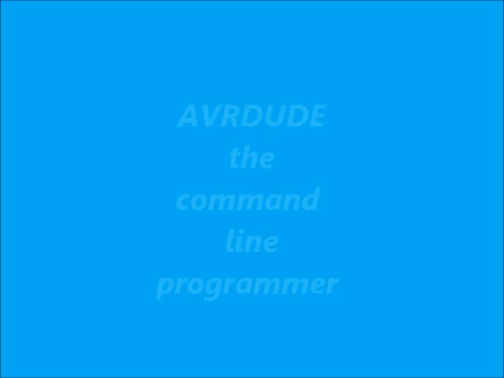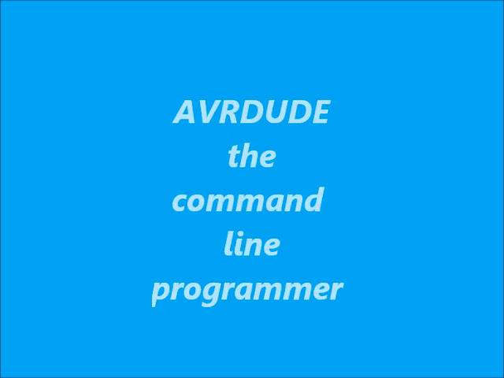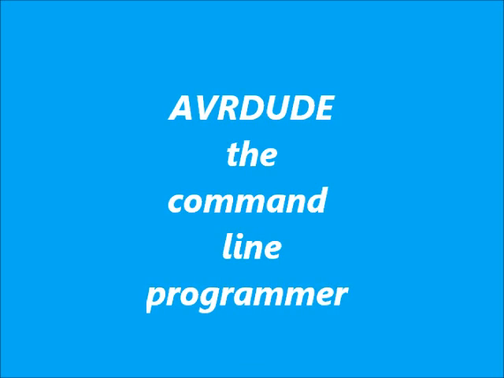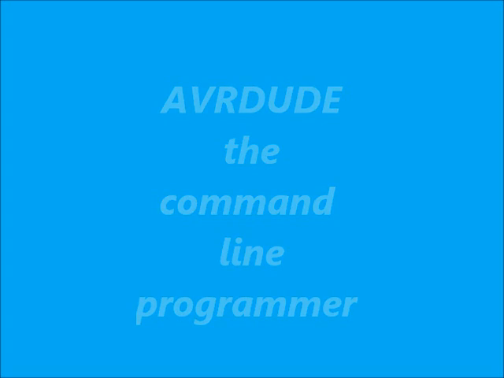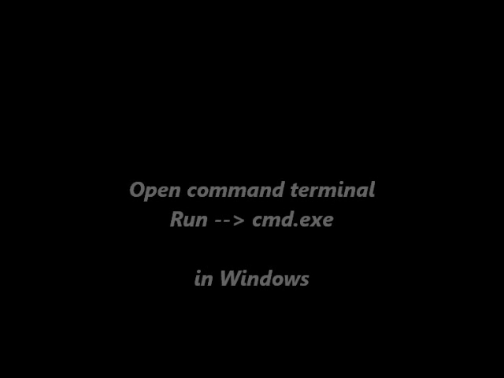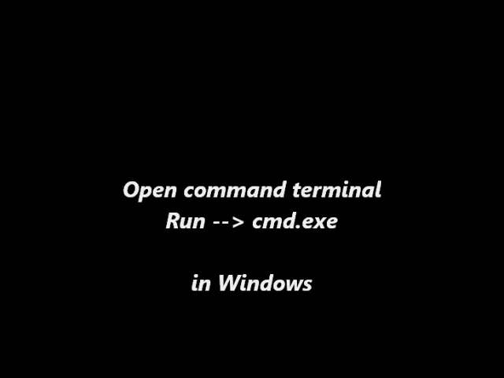In the last video 3, we saw how the makefile runs the AVRDUDE program in the background to fuse your hex file onto the AVR chip. In this video, we shall see the working of the actual command line program AVRDUDE.